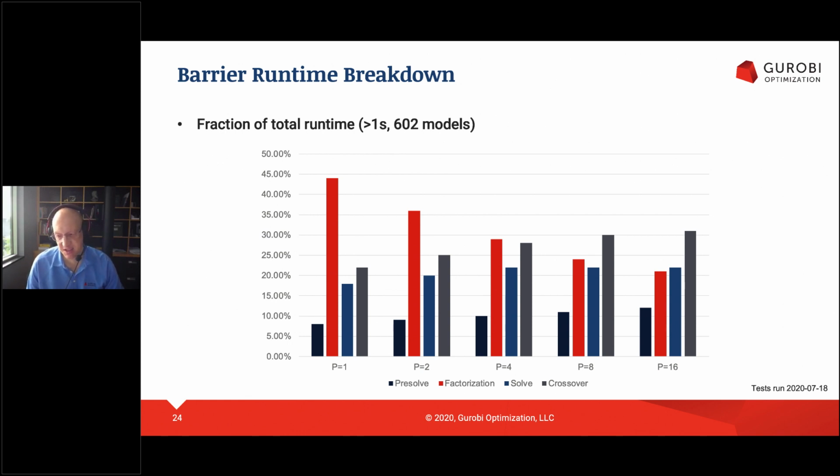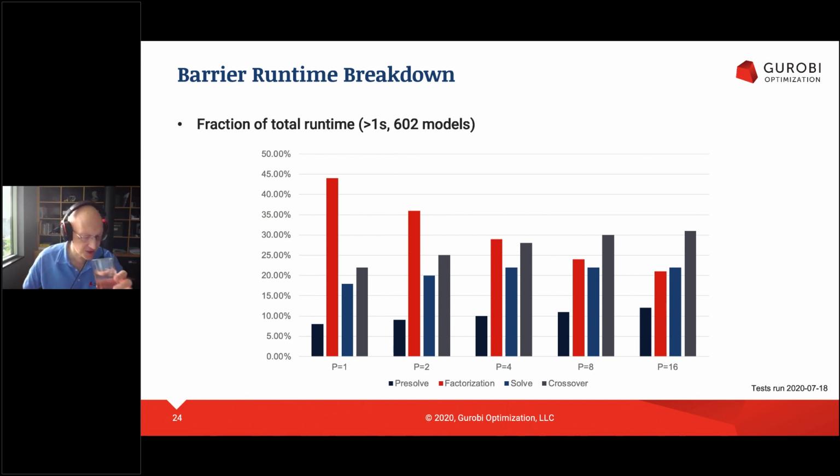And conventional wisdom is that the factorization is the dominant cost of solving an LP problem using barrier. And indeed, on 1 core, what you see is barrier is somewhere between 40 and 45% of total runtime on average. This is for models that take at least a second to solve. But the factorization parallelizes nicely. So as you add cores, the cost of that factorization drops. And this is something called Amdahl's law. Basically, as you add more cores, the things that run nicely in parallel drop off, and the things that don't become dominant. And so on 16 cores, what you see is actually the dominant cost is the crossover.